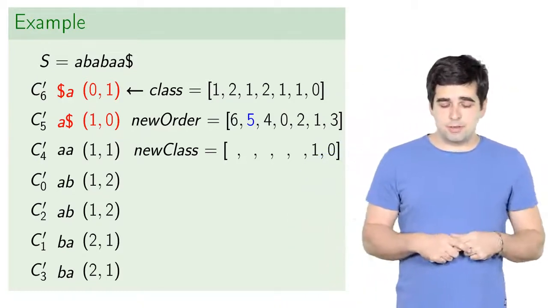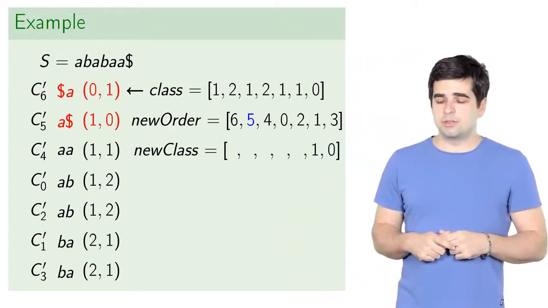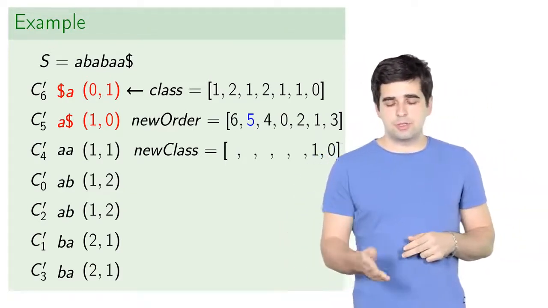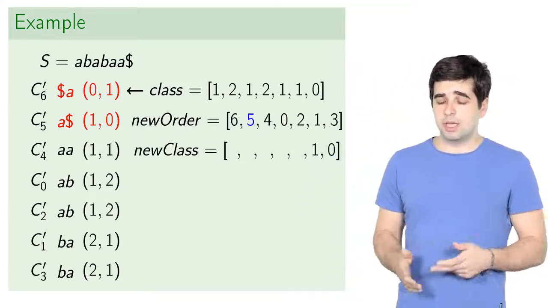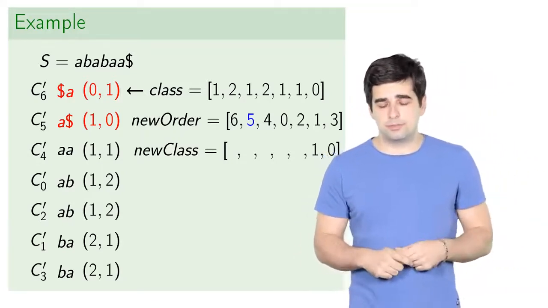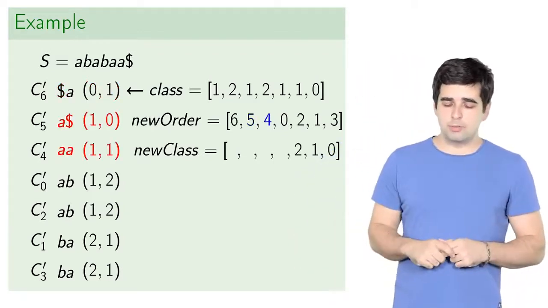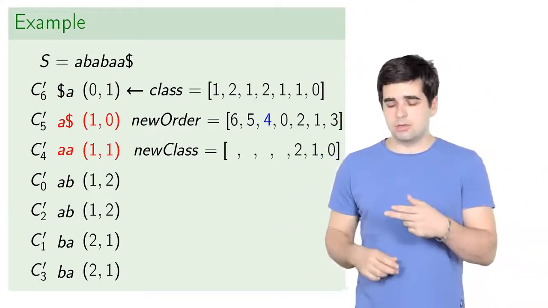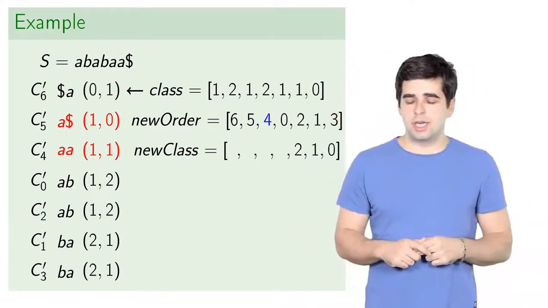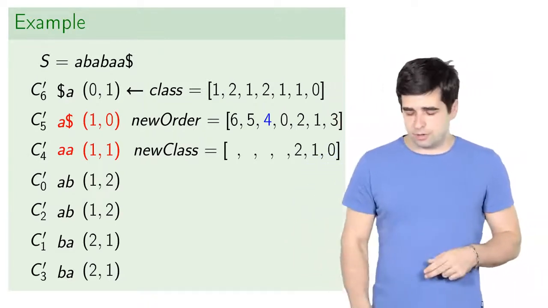As this doubled cyclic shift is different, we need a new class for it, and we assign it class 1, and we write it into position 5 because this is the position for this doubled cyclic shift, as we see from array new order. Then we proceed to the next one, which is AA. We again compare it with the previous one by pairs. 1, 1 and 1, 0 are different pairs, so we write down a new class again, class 2, in position 4 as given in the array new order.